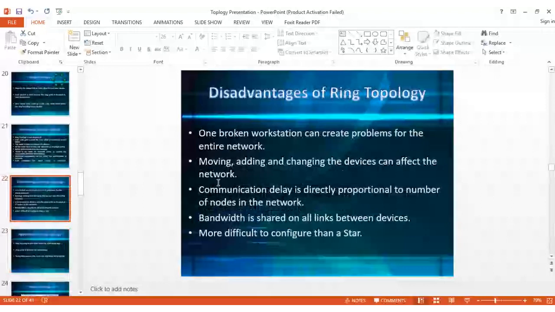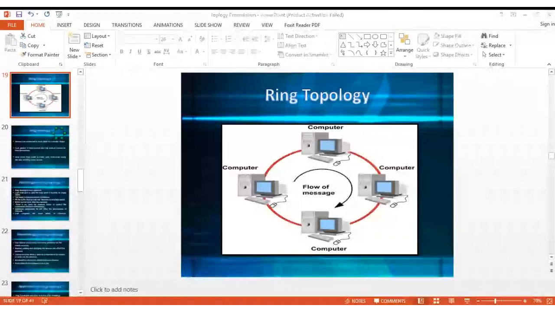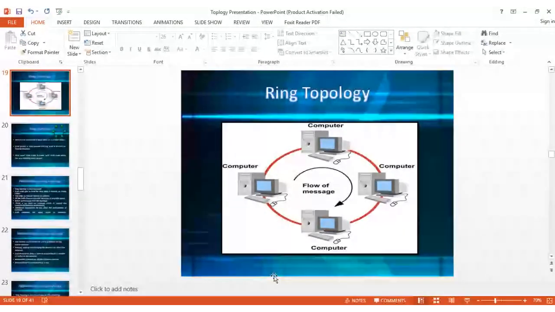So what are the limitations of this topology? One broken workstation can create problems for the entire network. For example, this workstation has failed, and packets are being sent from this computer to this computer. What will happen to that topology, Nyabera? What will happen? I'll hear from you.